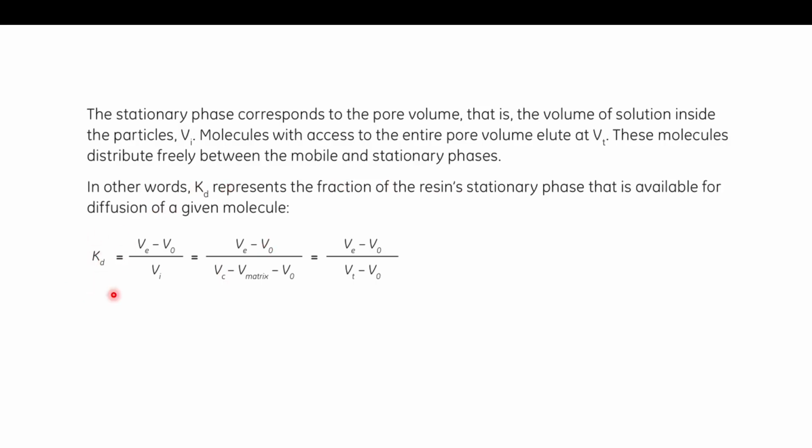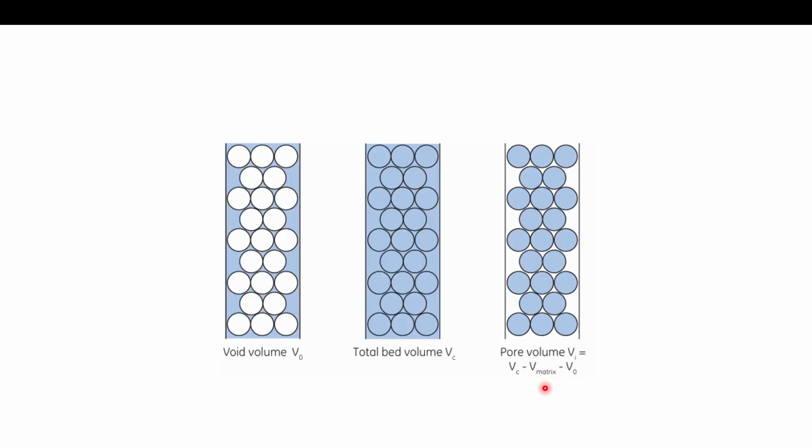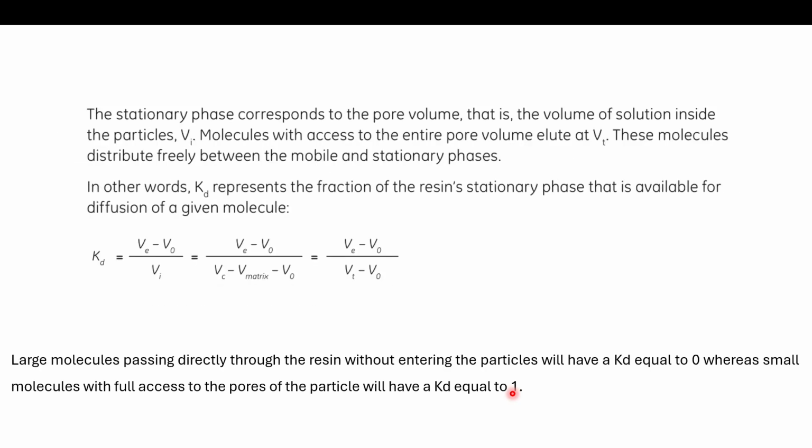So if we talk about this, what happens here is VE minus the void volume, divided by the pore volume. Okay. The pore volume can again be broken down like this. This is the pore volume, so VI is equal to VC, meaning the total bed volume, minus the volume occupied by the matrix, and the void volume that needs to be subtracted. So the total pore volume can also be written as total volume minus the volume of the matrix minus the void volume.